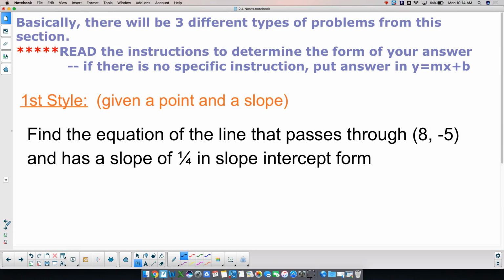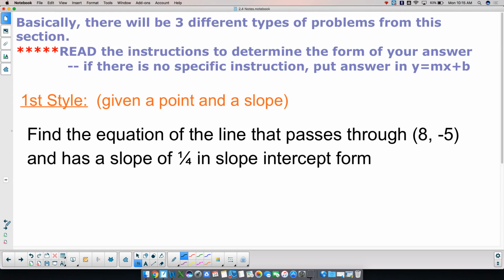Now, there are going to be three different kinds of problems, and within each type of problem will come how your answer is supposed to be written. If it says put your answer in standard form, and you don't put it in standard form, then you answered the question 2 plus 4 equals Oklahoma. Right? 2 plus 4 is 6. 6 is not Oklahoma.